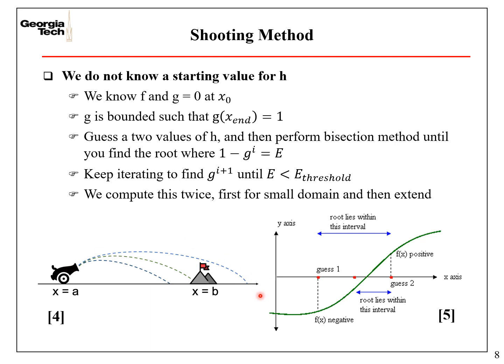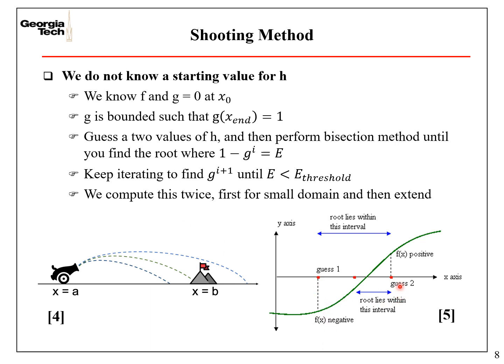We pick an h that causes this error function, 1 minus g, where i is the iteration that we're evaluating at, to be negative, so we overshoot it. And then we also make a guess where we undershoot it, so this error function is positive. And we use the bisection method to get our value of h closer to the correct value.